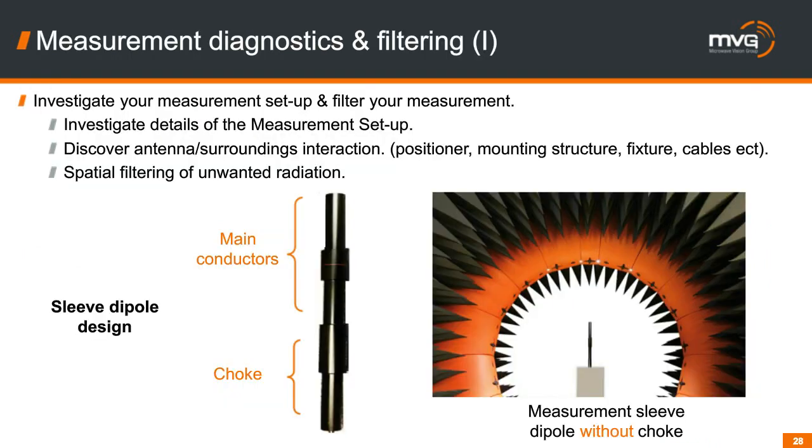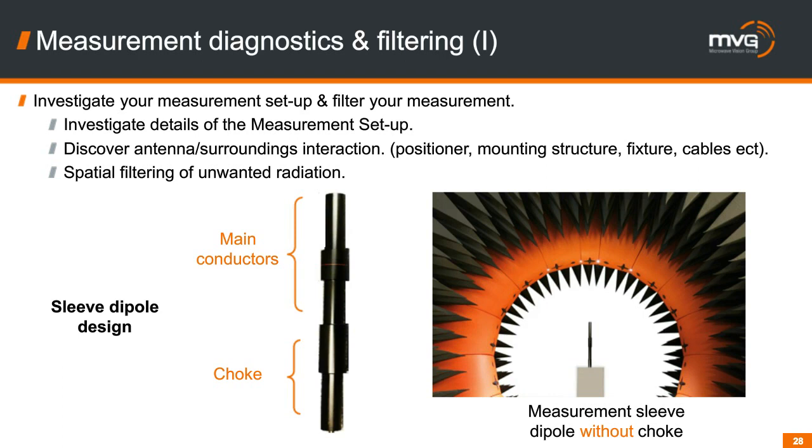Insight can be used to reconstruct the current not only on the antenna, but on the complete or part of the measurement setup. So the discovery of antenna interaction is feasible, such as positioning, mounting structure, features, cables, but after detection of a problem and its motivation, we can do more. For example, we can partially filter the unwanted radiation by switching off to zero the current corresponding to that disturbance.